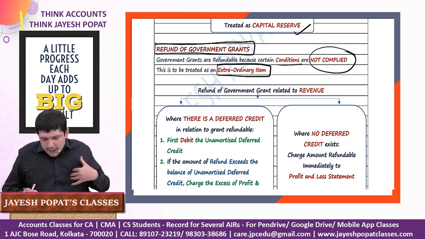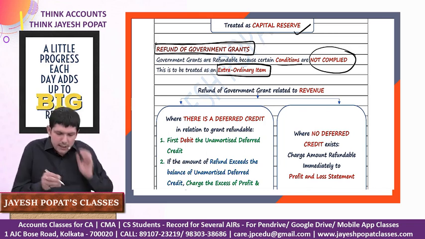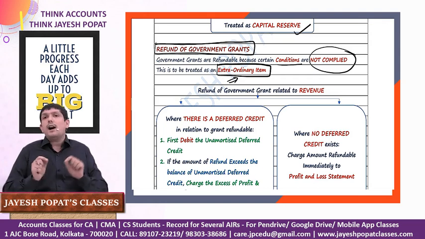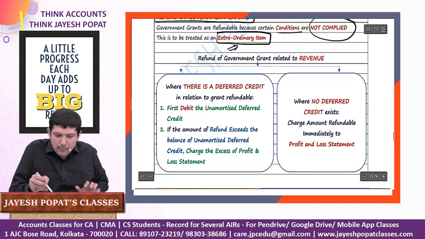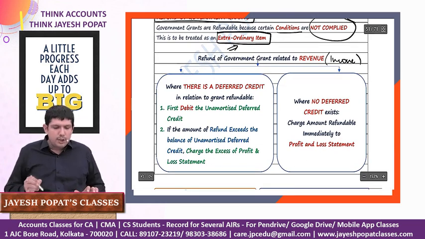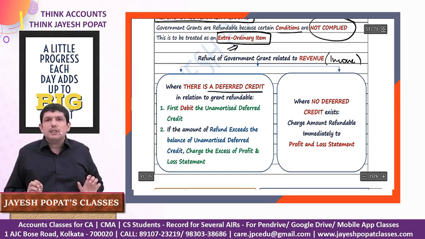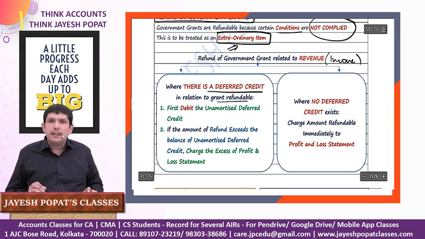But let's say you receive the government grant, and subsequently you are non-compliant with certain terms and conditions, you will need to treat this refund as an extraordinary item. Now we will see how we treat the refund of the government grant. So refund of government grant in relation to revenue means which has been recorded under the income approach. So if there is a deferred credit in our balance sheet in relation to the grant which has become refundable.